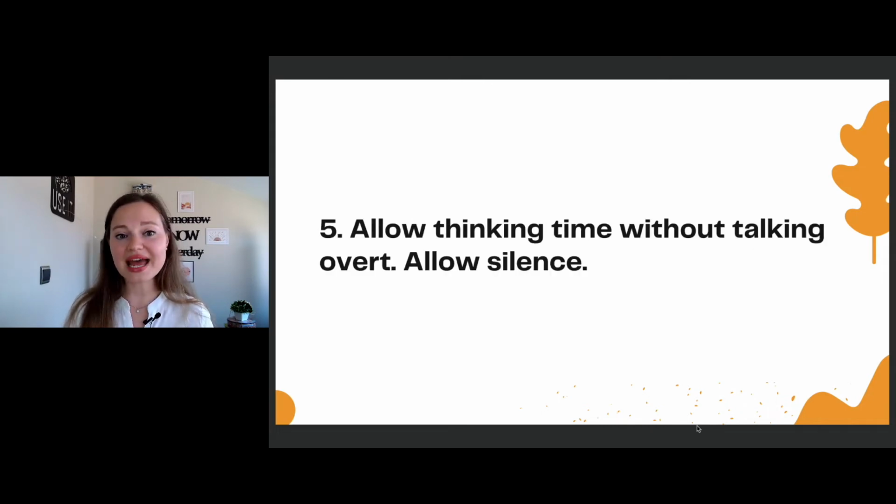Tip number 5, allow thinking time without talking a word. Allow silence. When your students are silent, it doesn't really mean that they don't know something. It means that they are thinking, or it probably means that they are trying to find the right ideas, the right word, the right collocation to apply at this particular moment. So don't think that they don't know something, and scaffolding at this point is not the best thing.